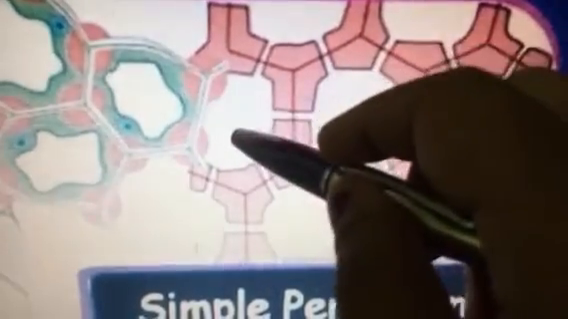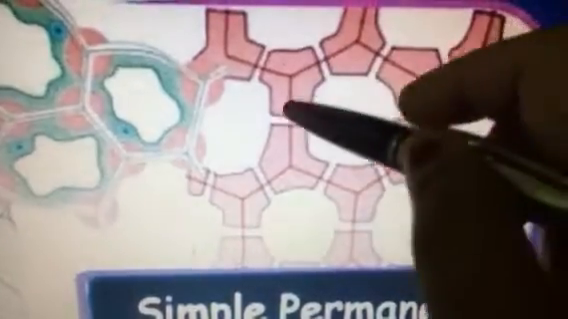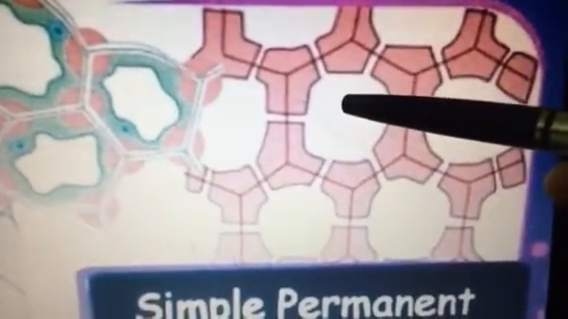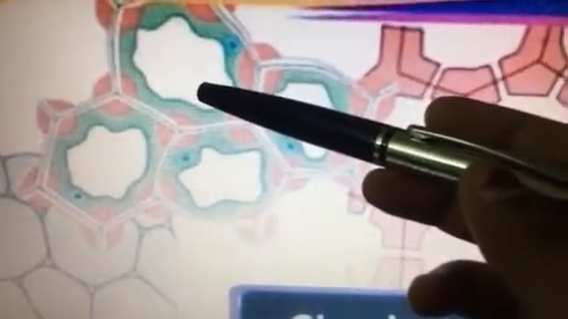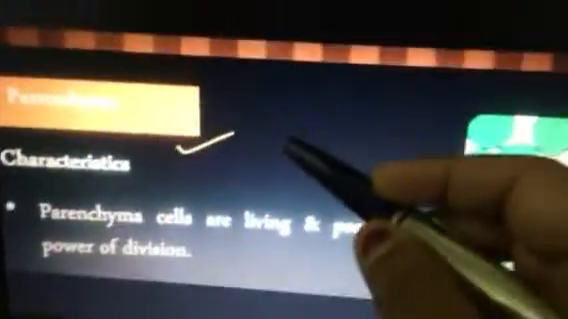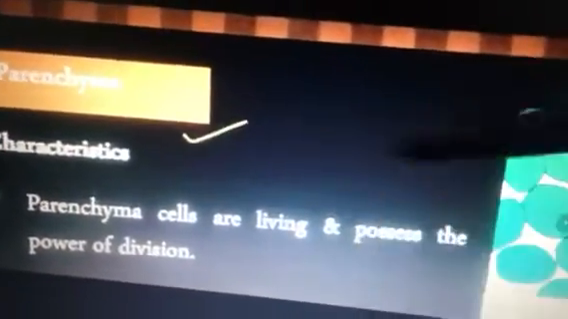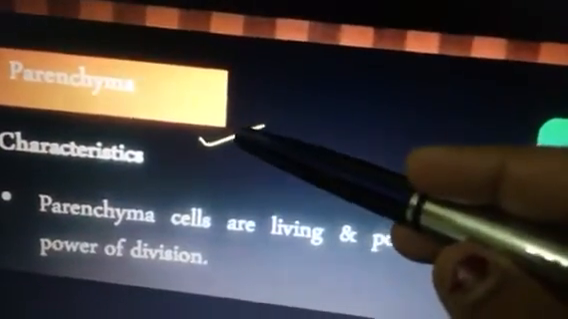Why do we call them simple? Because they are not associated with any other type of cells, but similar cells are put together to form the whole tissue. This is the diagram for collenchyma, and this is the diagram for parenchyma. Let us now look at parenchyma. Parenchyma has certain characteristics.